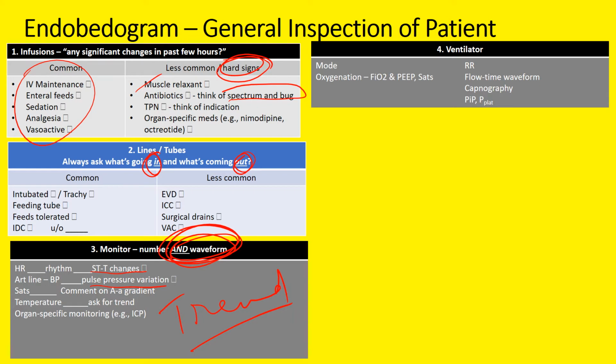On the ventilator, you'll want the mode, the oxygenation, as well as the ventilation, and also look at the waveforms. Look for expiratory outflow obstruction. Is the patient breathing on paralysis?